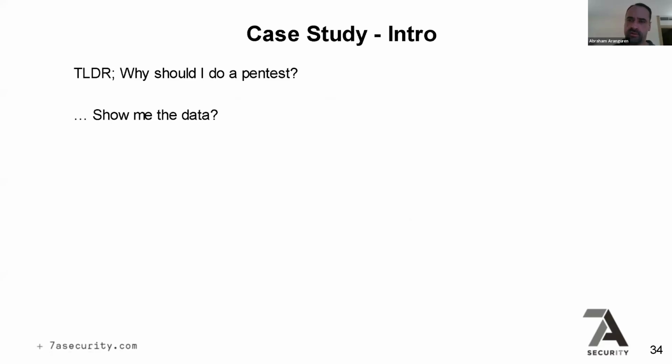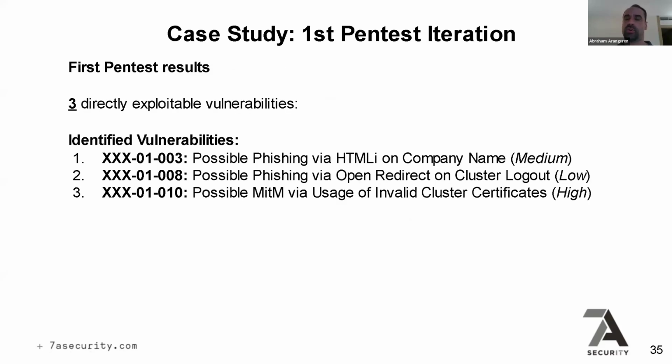So okay, let's just simplify, right? So let's show a case study. Show me the data. Why should I do a pen test, right? So this is from one of our customers, right? Just to simplify, I'm only mentioning here the directly exploitable vulnerabilities, which is the part of the report with the most important findings. So the first time we pen tested them, we found one medium issue, one low, and one high, right? So this is what we found. Then there were some hardening items, but this was the most serious, right? So 3 directly exploitable vulnerabilities on the first pen test.